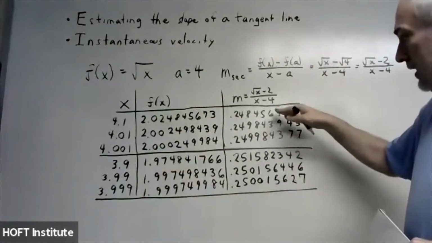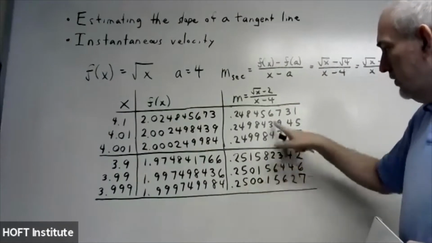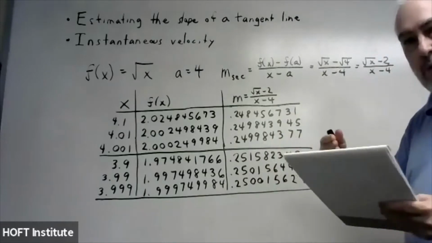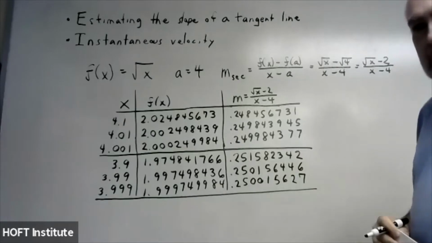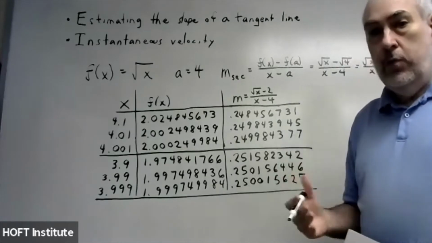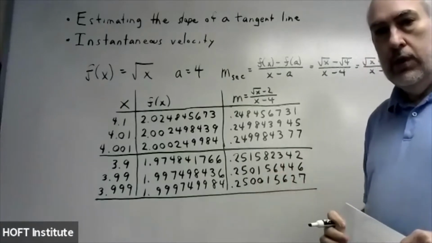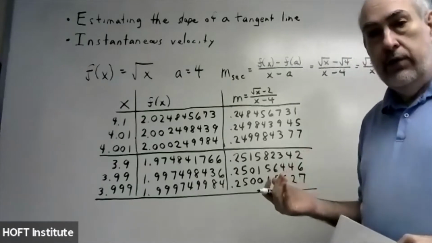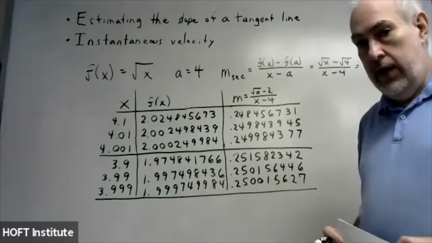And just like last time, this is approaching 0.25, just like this was approaching 0.25. In fact, they approach from different sides of 0.25, but this now gives me a very strong indication that my slope is 0.25. If this was a problem on a homework or a test, you would then say that you would use this table of values to estimate that the slope of the tangent line is 0.25.